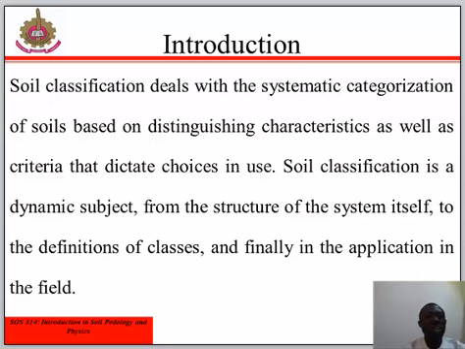Introduction. Soil classification deals with the systematic categorization of soils based on distinguishing characteristics as well as criteria that dictate choices in use. Soil classification is a dynamic subject, from the structure of the system itself to the definition of classes, and finally in the application in the field.